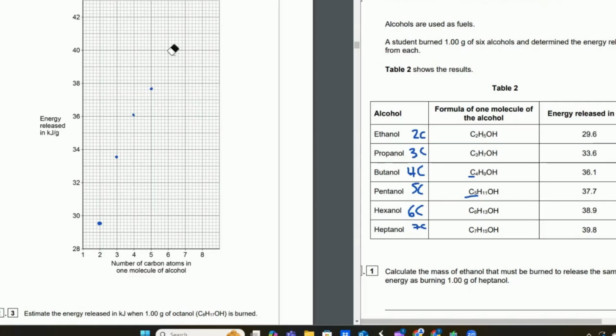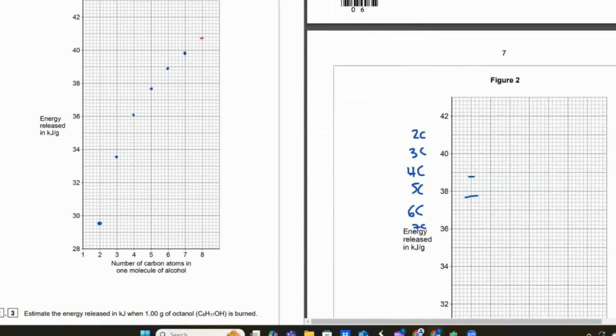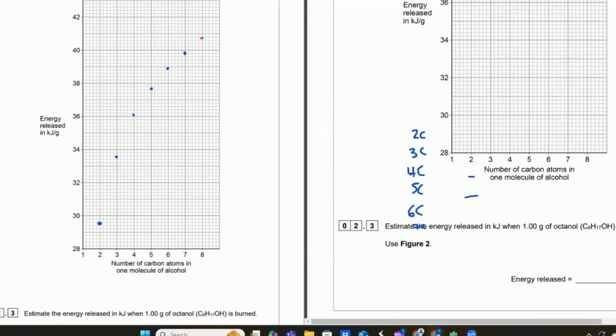So what we want to do here for the last one, because we got the table of results will give us up to 7. Just follow the pattern for the next one. So for the 8th one, I'm going to do it in another color just so you can see what I'm on about. That's not found in the table, but if you just follow the curve of that line, you'd say that's about right. Maybe a bit lower, actually, maybe like 40.4. Anyway, they will accept anything between like 40 and 40.8, something like that.